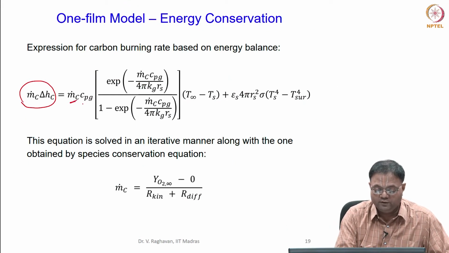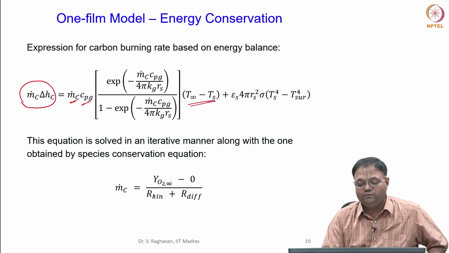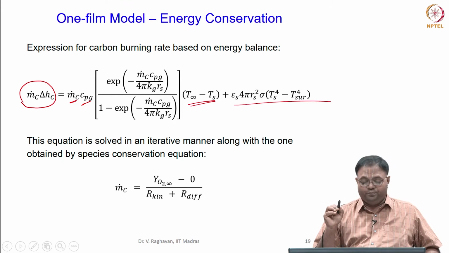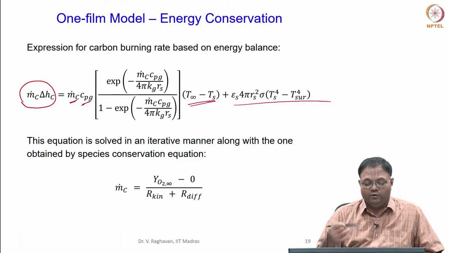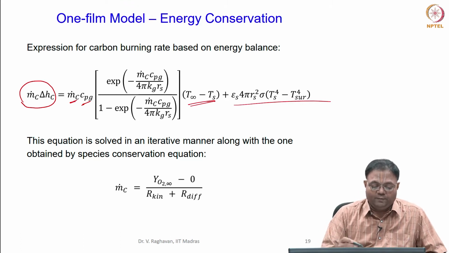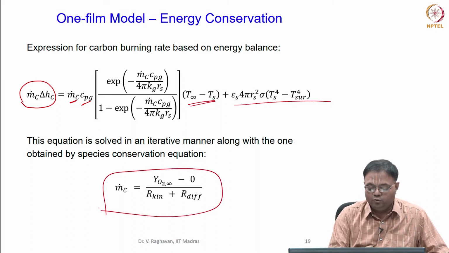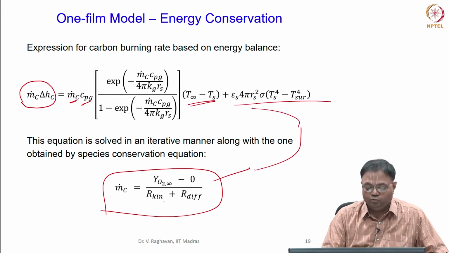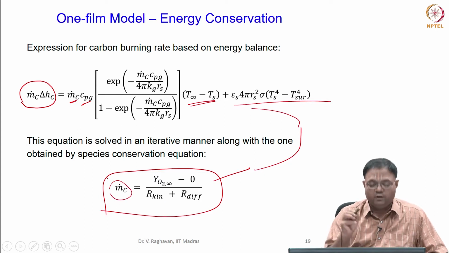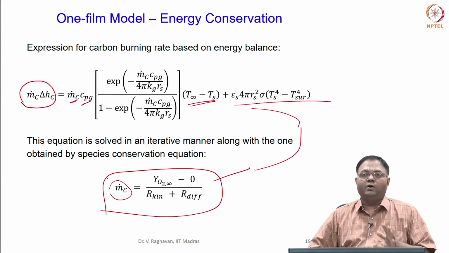So, m dot C Cpg into some exponential terms into T infinity minus Ts plus the radiation term. So, this is what I get, and you can see that this equation will be iteratively solved because m dot C and Ts both are unknown here. So, when you want to solve for m dot C etc., again you have to use this. So, couple this equation plus this equation to solve for the mass burning rate of the carbon. So, that is the way we solve for the one. It is a simple model, one film model where we solve like this.